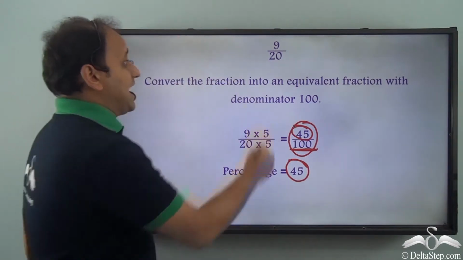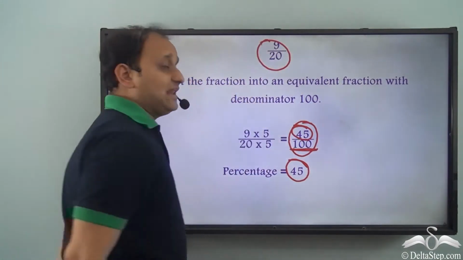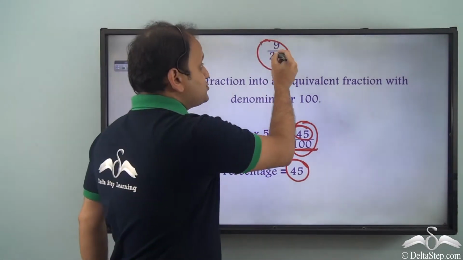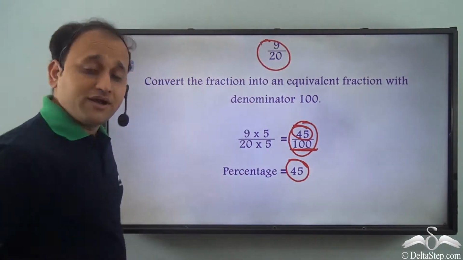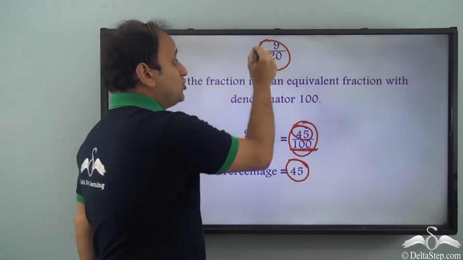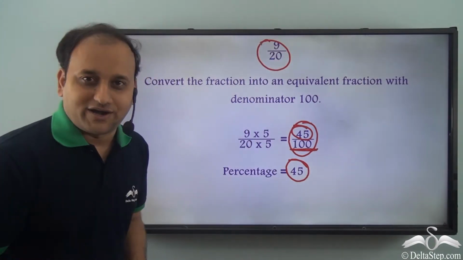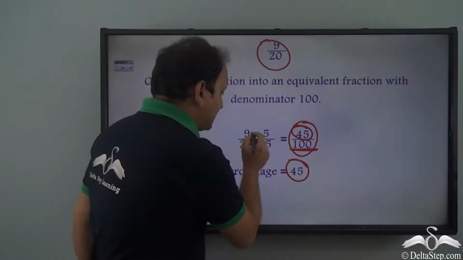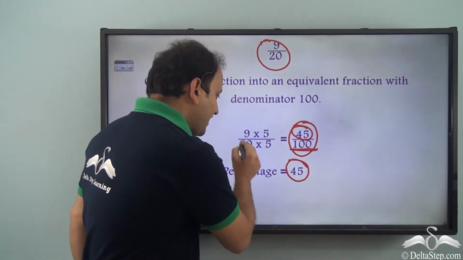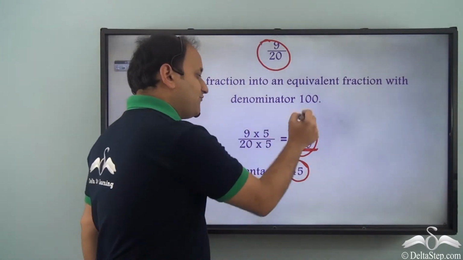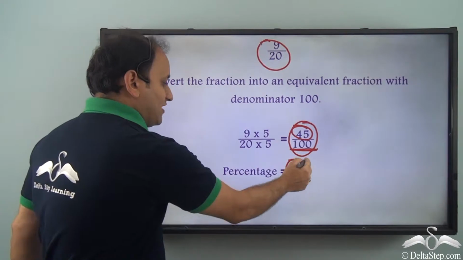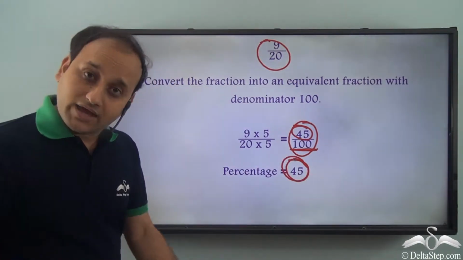So whenever we have such a fraction, we'll have to first of all find a number which can be multiplied to both numerator and denominator such that the denominator is 100 or the denominator converts to 100. So in this case, we multiplied 9 by 5 and 20 by 5 and we got 45 by 100, where 100 is the denominator and 45 is the percentage we are looking for.